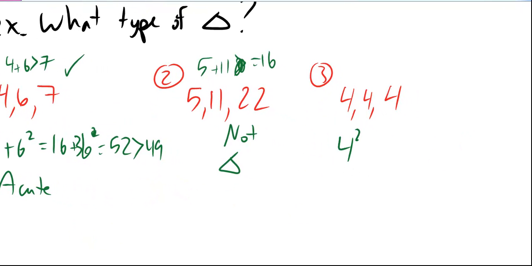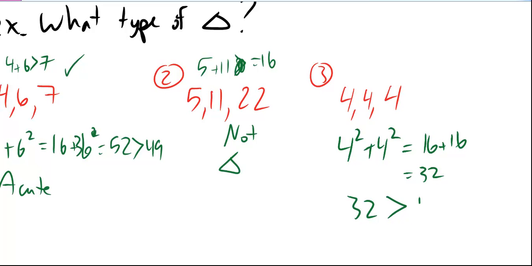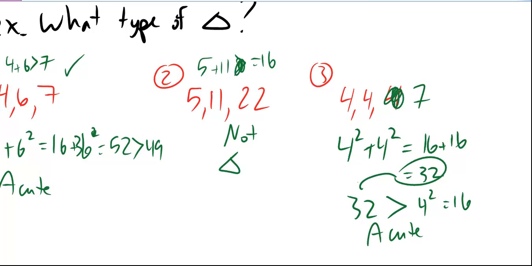And this last example, if I do 4 squared plus 4 squared, I get 16 plus 16, which is 32. 32 is obviously greater than 4 squared, or 16. So again, my hypotenuse is too small, meaning this is an acute triangle. If I change this, say, to 7, then I would still get 32 on the left side. On the right side, though, I would get 7 squared, which is 49, which would mean now this is an obtuse triangle. So it's a very quick check, and we're going to deal with this some more tomorrow. Hope that all made sense.